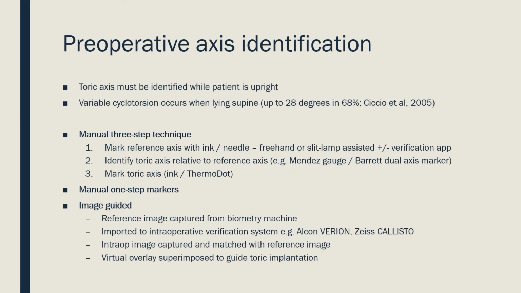And something that's also come in fairly recently and is being increasingly used are image-guided techniques. So this is where a reference image of the eye is captured preoperatively, usually on the biometry machine, and this is then imported to an intraoperative verification system such as the Verion from Alcon or the Callisto from Zeiss. An image of the eye is again captured intraoperatively with the patient lying down, and this is then matched up with the reference image, and this allows a virtual overlay to be superimposed to then guide the toric implantation. We'll talk a bit more about that a bit later on.